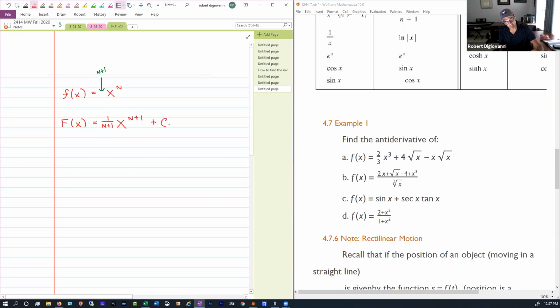And that plus c. Let me write that again a different way. So this is 1 over n plus 1, x to the n plus 1, plus c. This is the general antiderivative of any power of x, and this is known as the power rule. Now you learned the power rule in Cal 1, didn't you? But it was the power rule for derivatives. This is the power rule for antiderivatives.